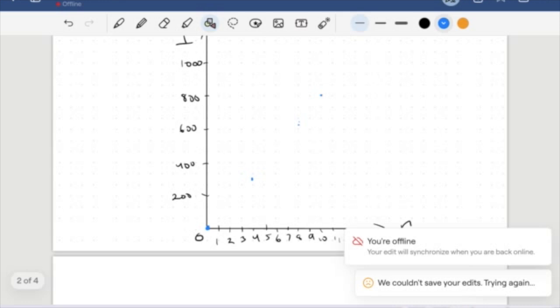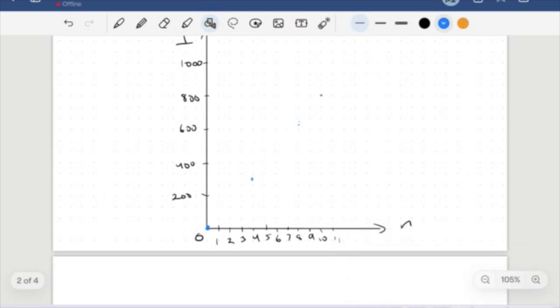So let's do this in blue, connecting this to this. I get a linear relationship. Obviously, this is a little bit weird based on the points that I have, but I have actually drawn the graph of I equals 80n.